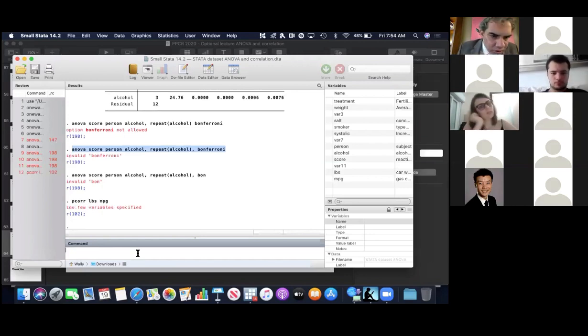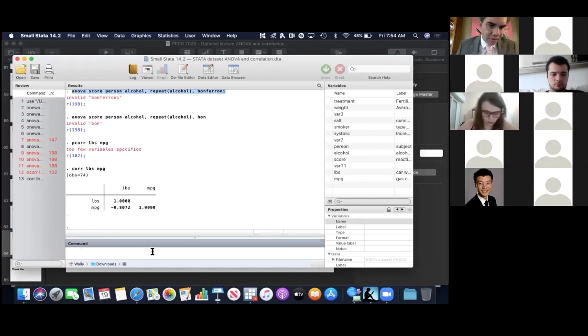What happened here? Too few variables specified? Weird. Let's see again. Core, LBS, MPG. Okay. Here is our correlation. You can see the correlation for pounds and miles per gallon is minus 0.8.